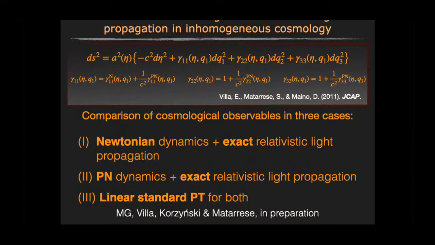The second case is when we take the post-Newtonian plane parallel metric as an exact metric and we calculate observables exactly. And the third case is when we expand the plane parallel metric up to linear standard perturbation theory and we use this metric to calculate the linear cosmological observables.